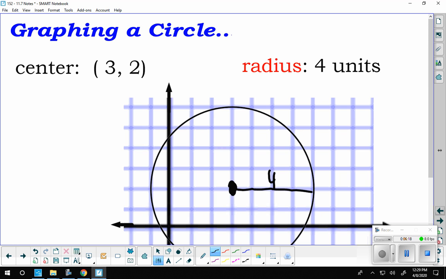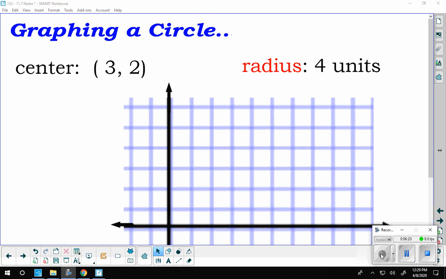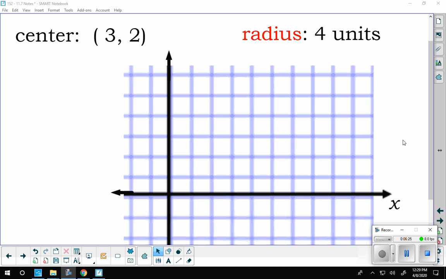Oh, I see what happened. I need to go in and delete these circles. Hang on. Okay, there we go. Sorry about that. So here, I'm going to graph the center at 3, 2. Remember, the x comes first. Positive x, we go to the right. Positive y, we go up. So 3, 2. My radius is 4.